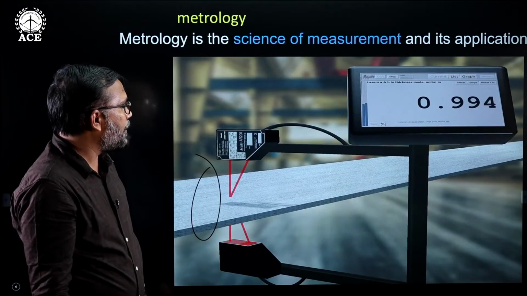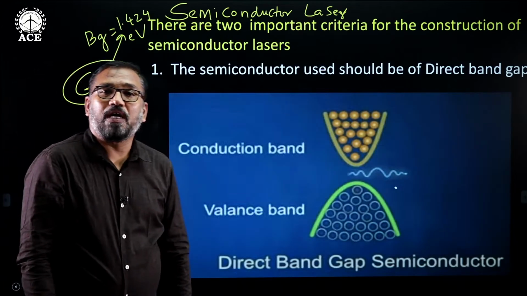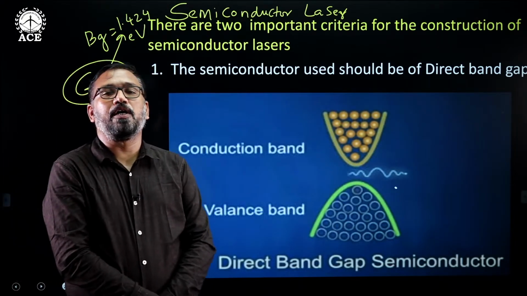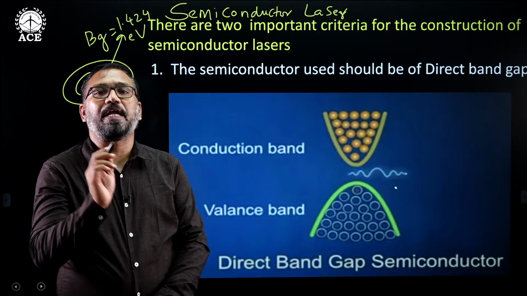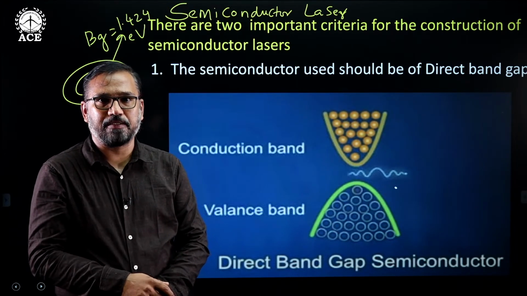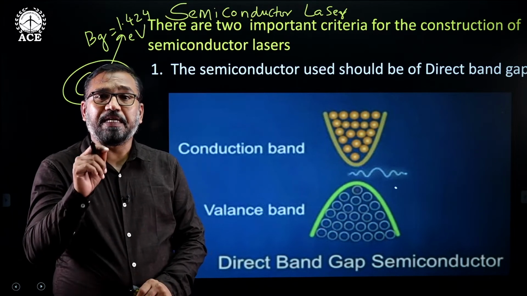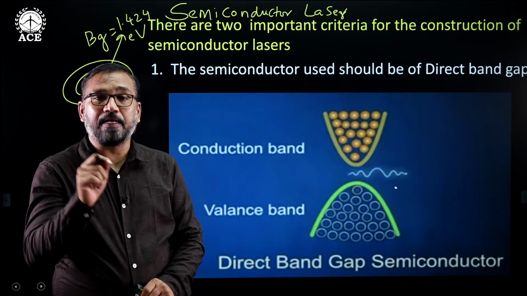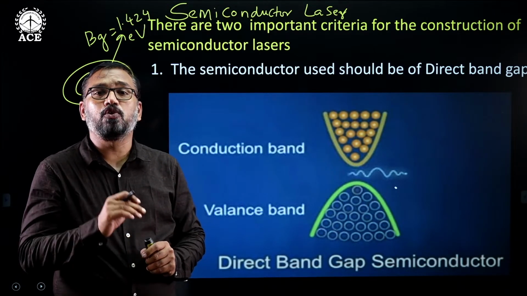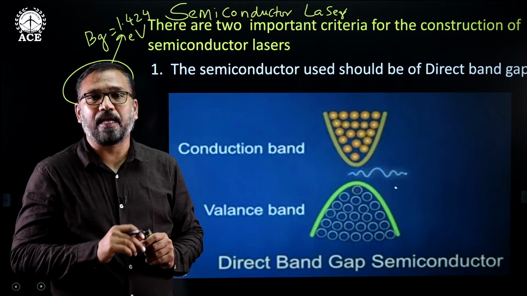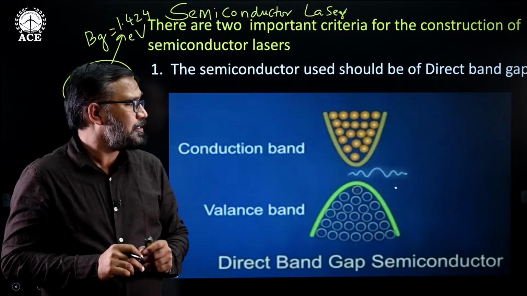So see here, to construct a semiconductor diode laser, we have to satisfy two important criteria. The material that we are using, the semiconductor, should be a direct band gap semiconductor. What is a direct band gap?